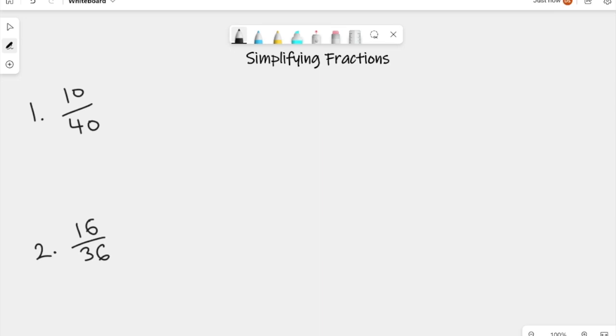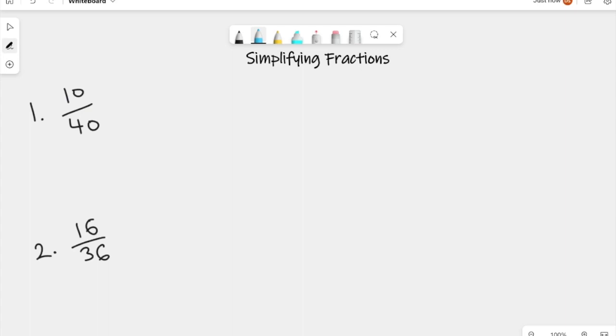Now, we're going to look at these two particular examples here, and we're going to apply some of the things we talked about. The main thing we want to identify when we tackle these types of questions is the highest common factor of both our numerator, the number on the top of our fraction, and our denominator on the bottom. So, in our first example here, we have the fraction 10 over 40.